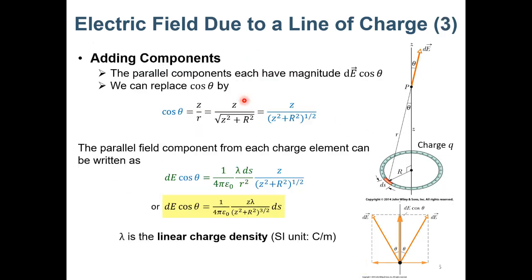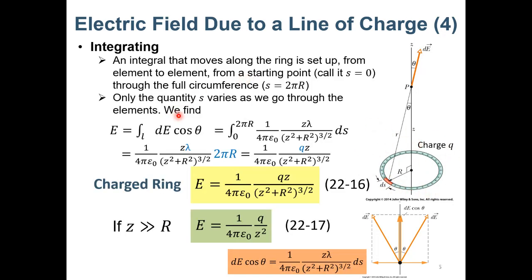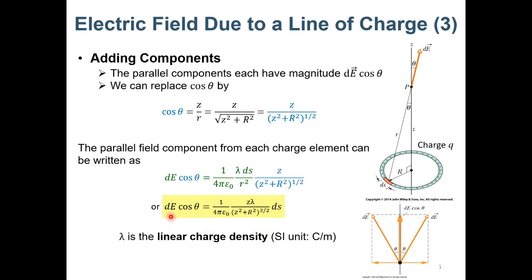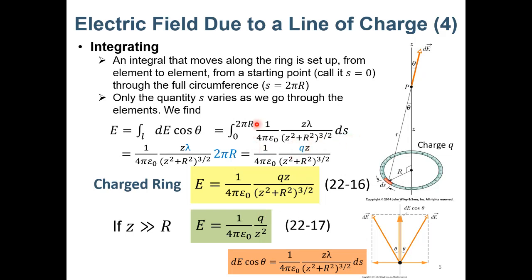So we need to integrate all the small elements. The total E field generated by this charge ring is the vertical part of the E field generated by this small element, and then we sum them together. And then we just substitute dE cosine theta by this. So we have this term, and actually ds is 2 pi r.